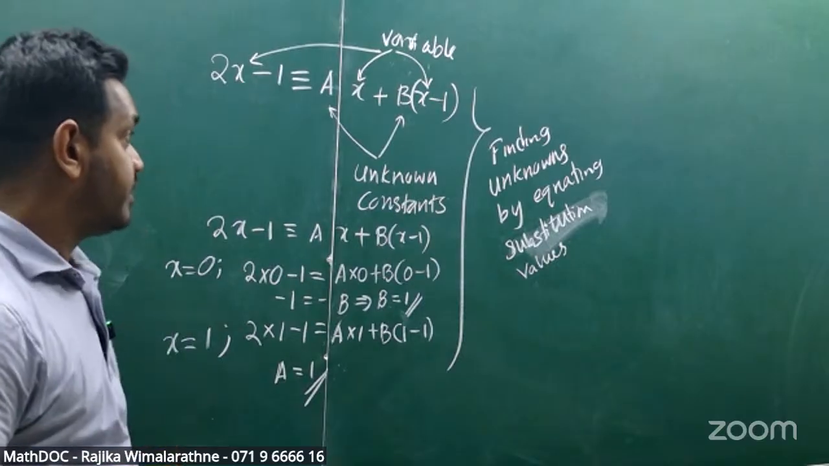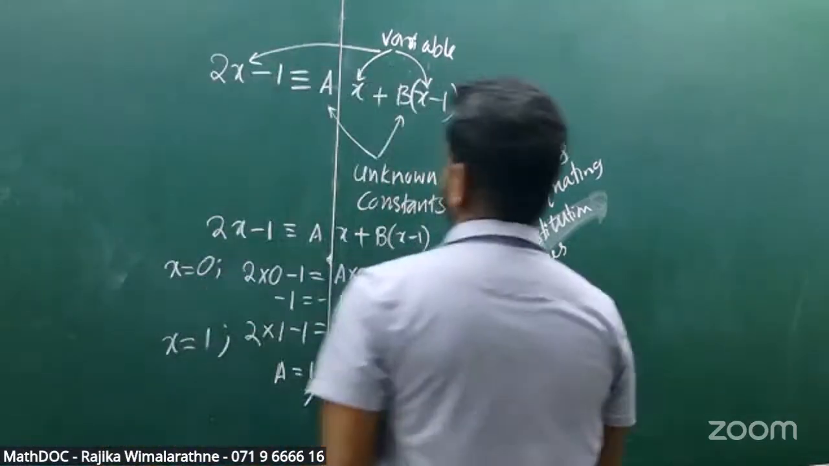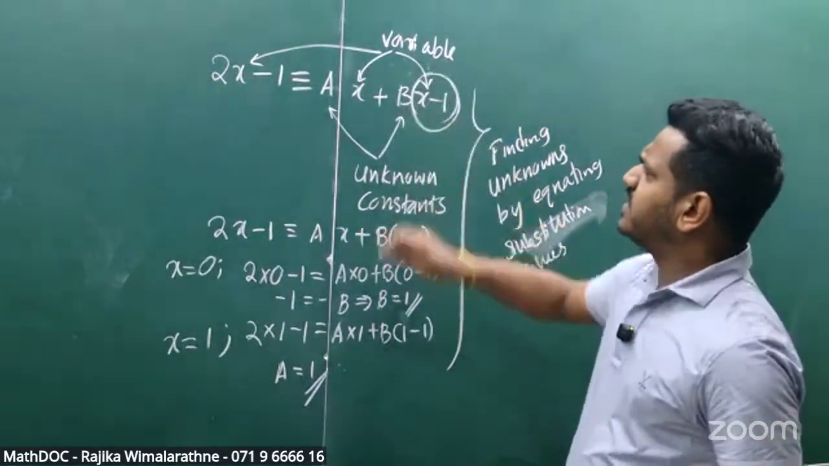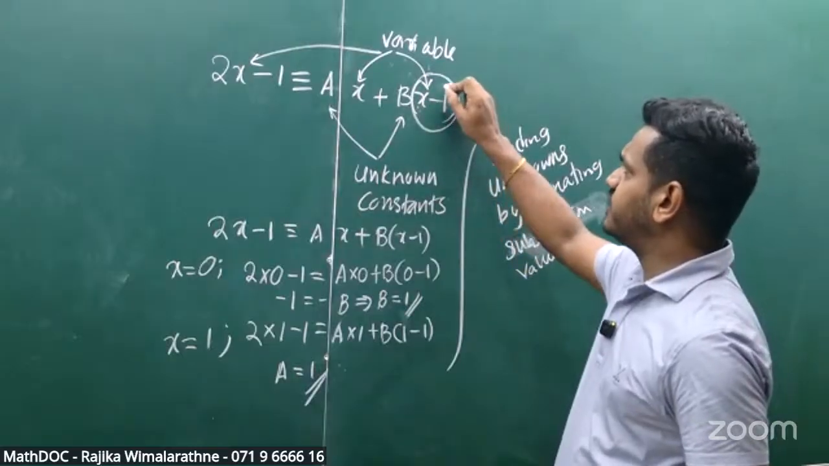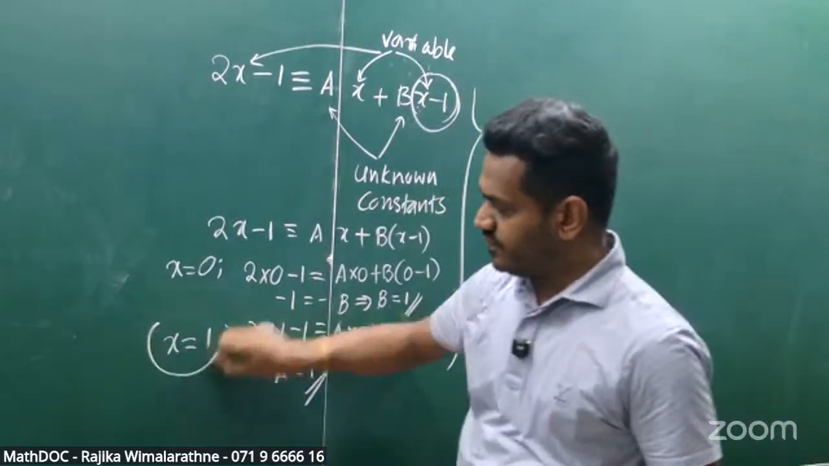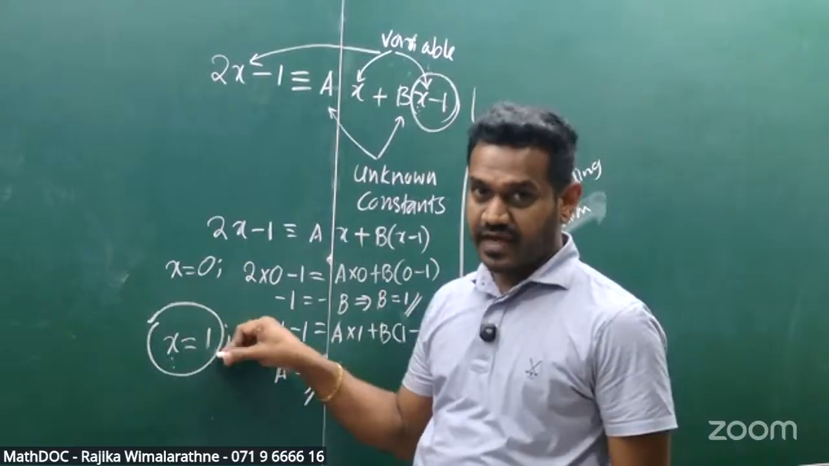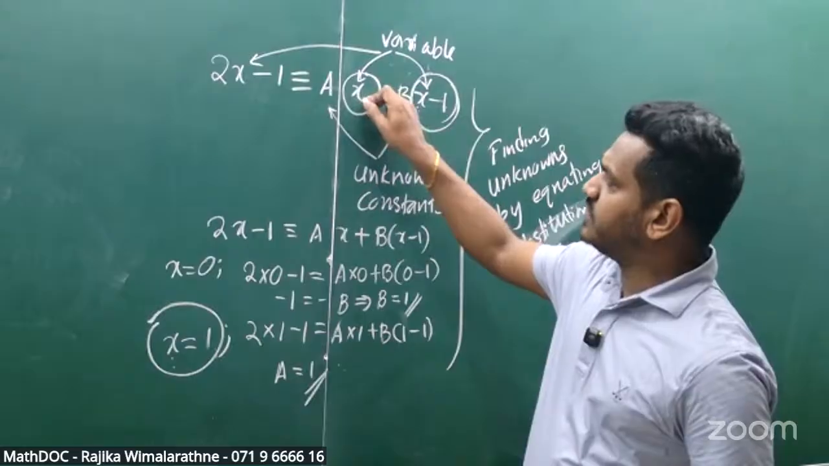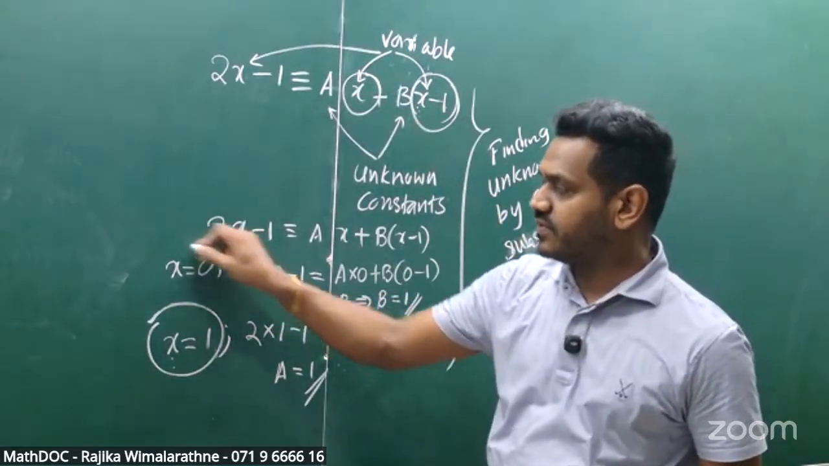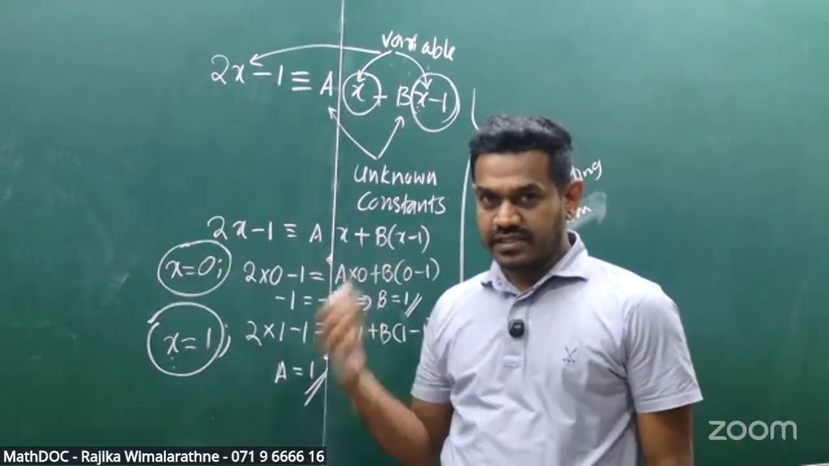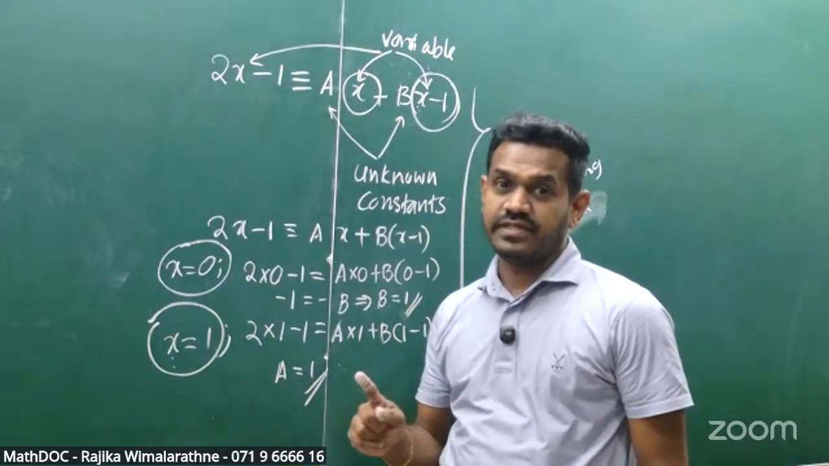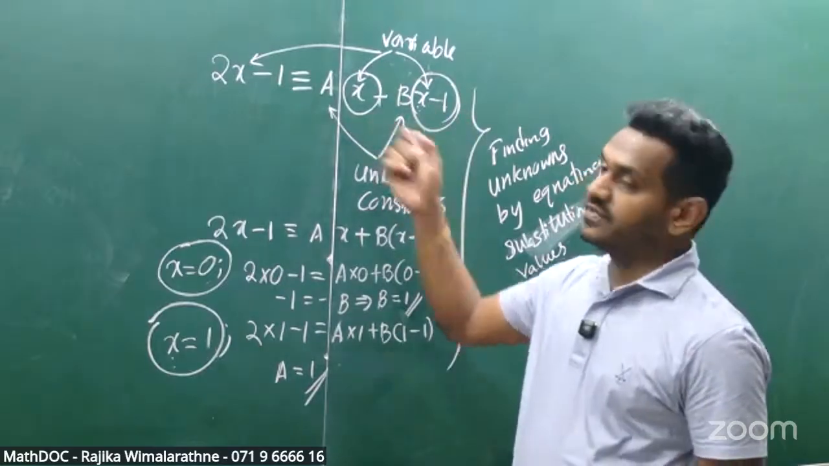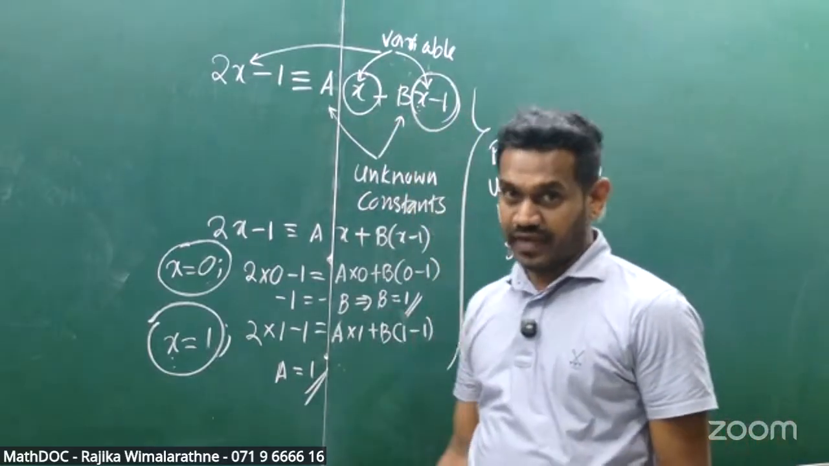Now let's see. When you consider this expression, here we have the factor x minus 1. Then you had better substitute the factor zero value. x equals 1 is the factor zero value. So when you consider this x, the factor zero value is 0. We can substitute any real value, but the best value is the factor zero value. So if you have a linear factor like x minus 1, we can substitute the factor zero value.